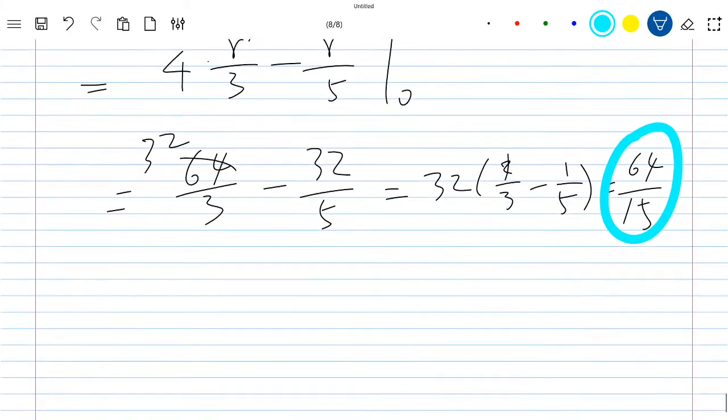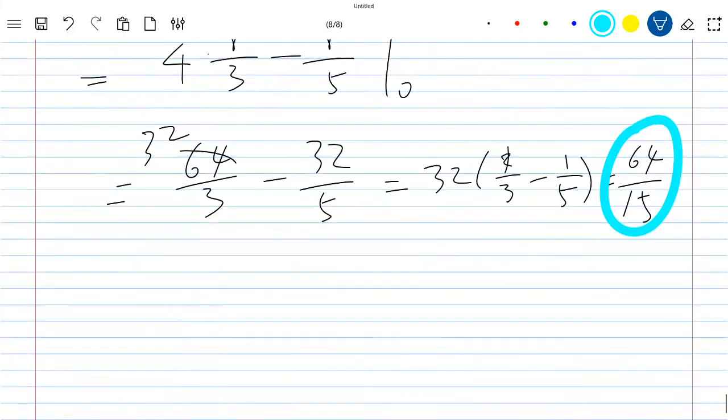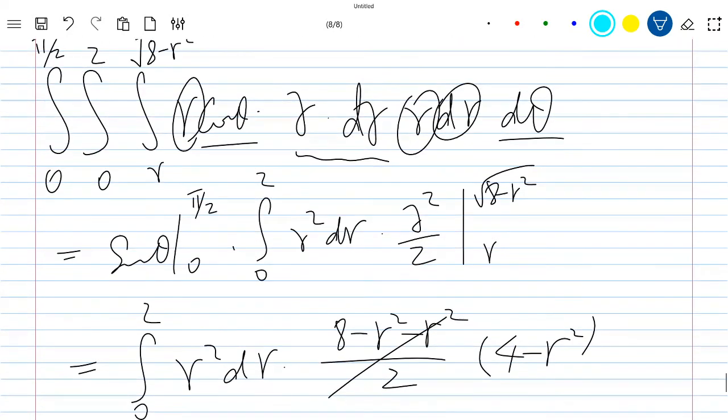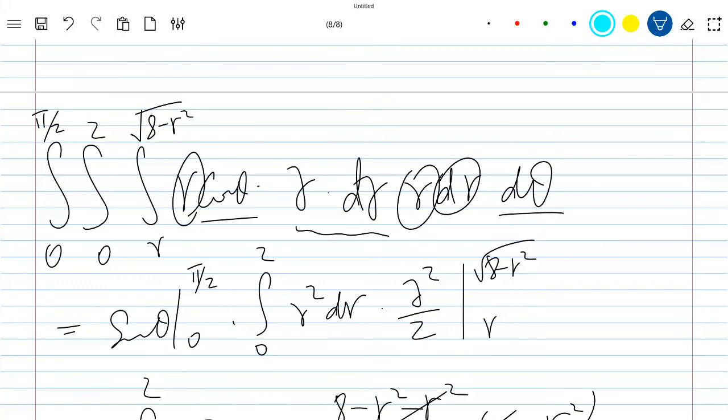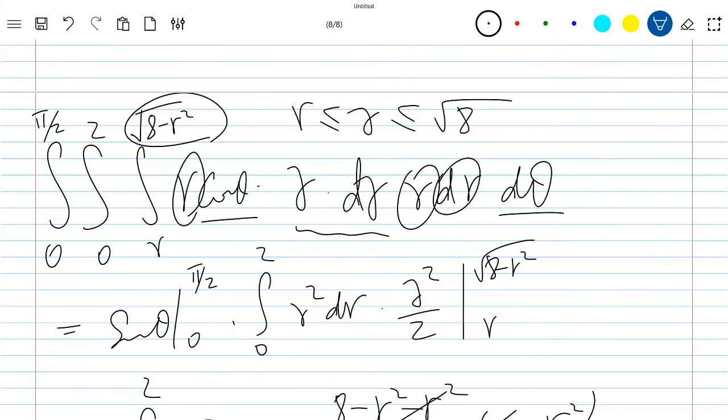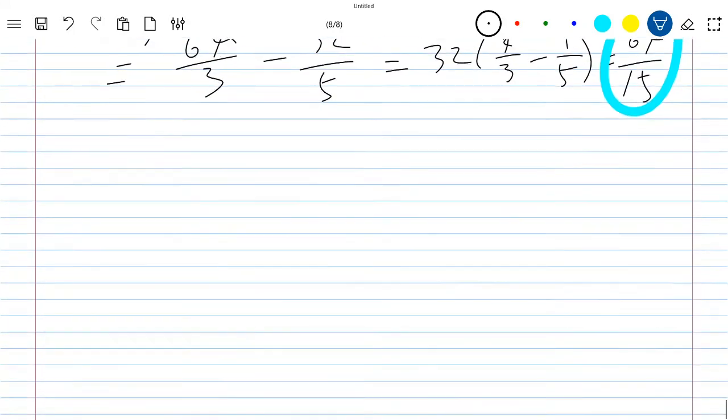Okay, last but not least, let's try the spherical coordinate. Yeah, let's see if it helps. Well, it might help because you still have these square roots there, right? So let's see, what does that mean? z is between R and this.